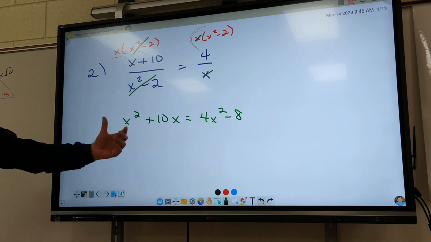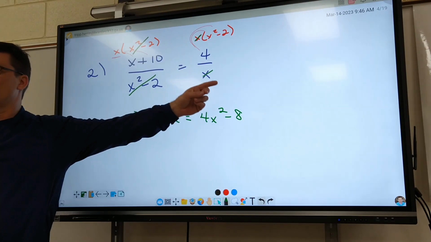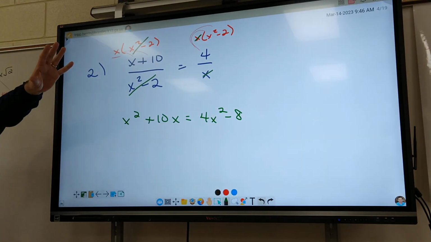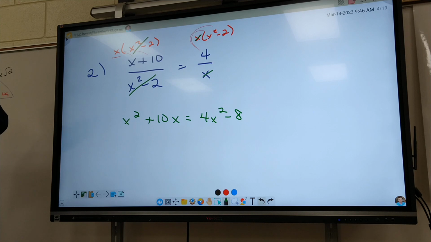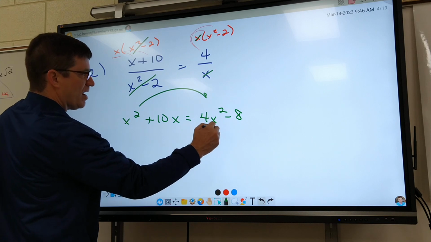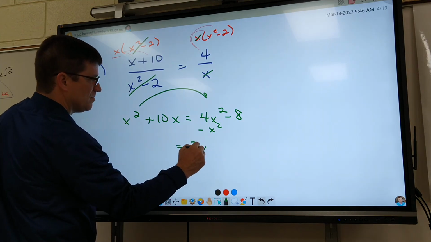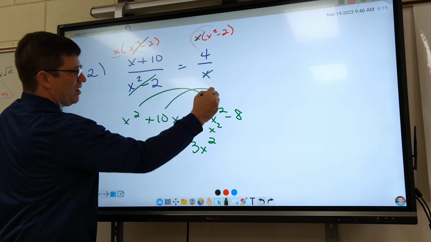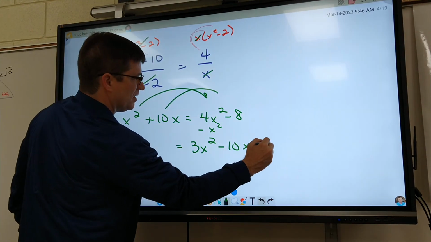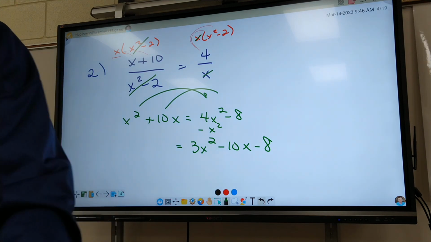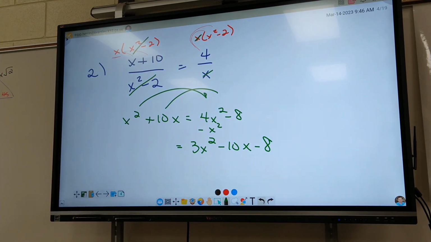Now I notice I've got x squares in this one, guys. I know I'm going to have to do quadratic formula. I'm going to move everything over to the right side and get it in the correct order. Remember, ABC order, standard form. So I move my x squared over. That becomes a minus 1x squared. That gives me 3x squared on the right side. I move plus 10x over. That's minus 10x. And I just bring down my minus 8. All right, you guys do quadratic formula now with that. And let's see what we get.